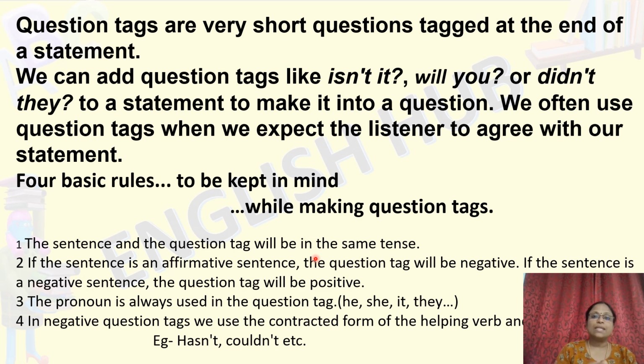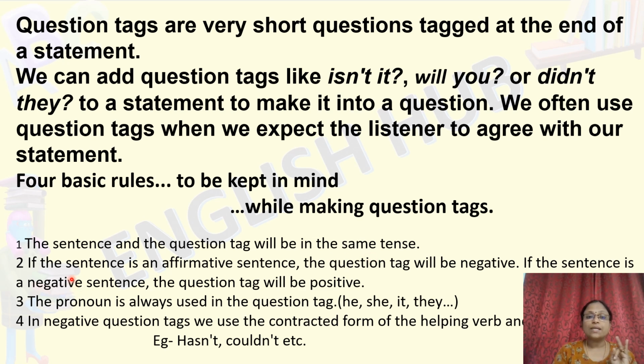For example, they are playing. Aren't they? That will be the question tag. It should not be weren't, because were is past. That's the first rule. The sentence and the question tag will be in the same tense. You should not change the tense.